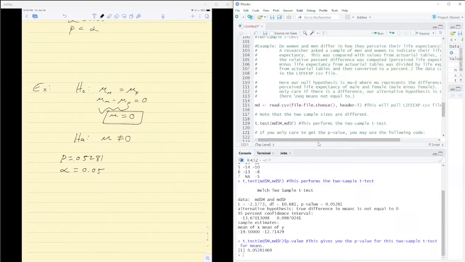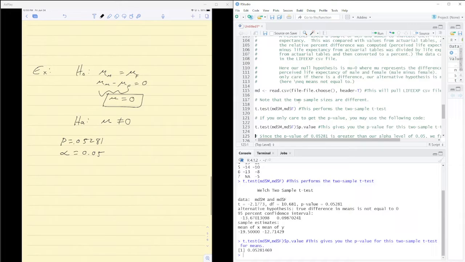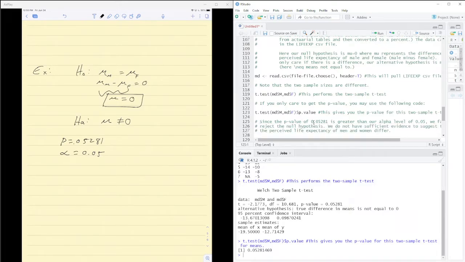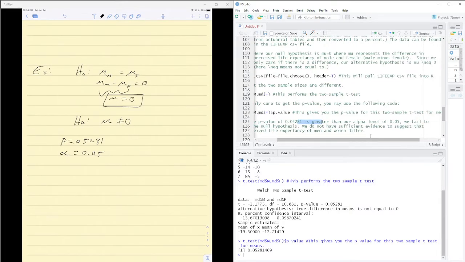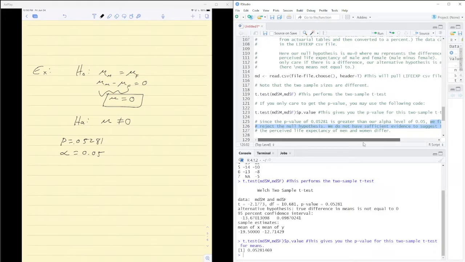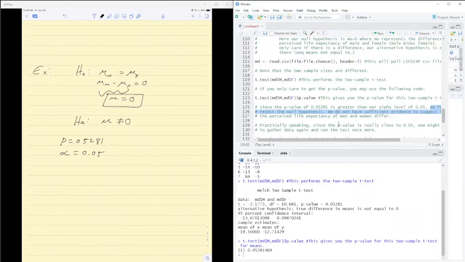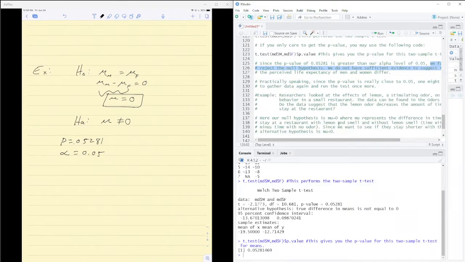And this p-value is really close. It's technically bigger. So since the p-value is greater than alpha, we fail to reject the null hypothesis. We do not have evidence to suggest that the mean perceived life expectancy of men and women differ.